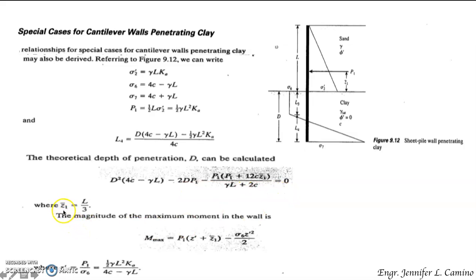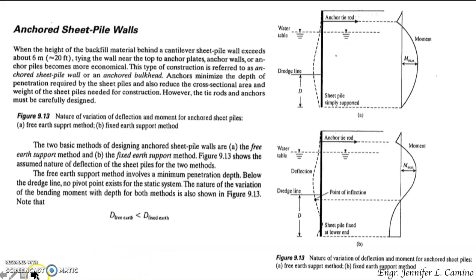And our Z bar is equivalent to L over 3. And you can now compute the maximum moment using this expression. And our Z prime is equal to this equation, or you have this expression.